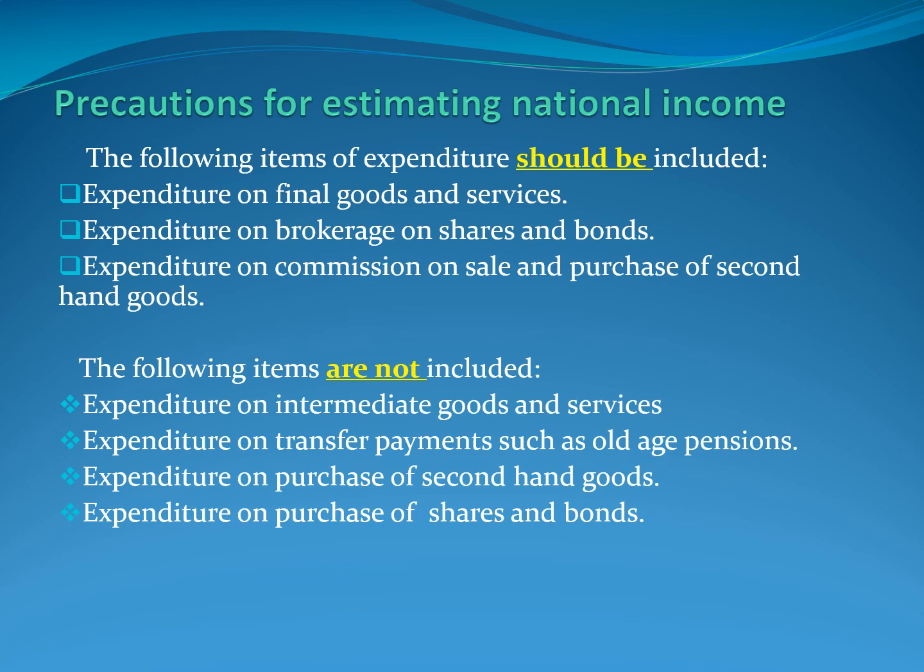But the following items should not be included. For example, the expenditure on intermediate goods should not be included because we take into account only the value of your final goods and services. Also not included is the expenditure made on transfer payments such as old age pensions and scholarships.